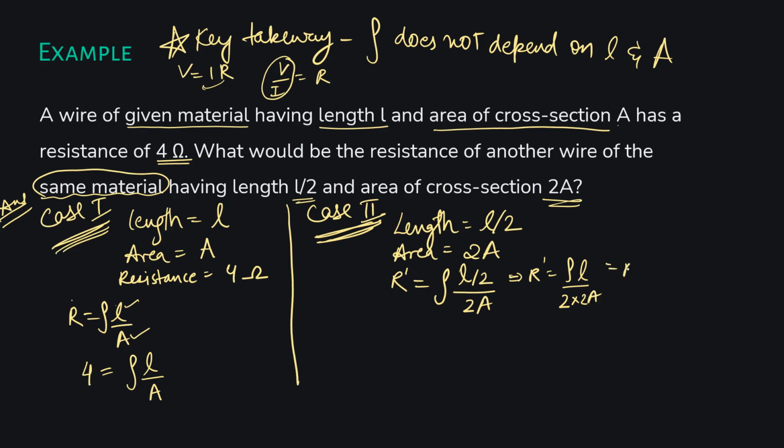So R dash is equal to rho L upon 4A. Okay, so here we have the formula for the new resistance, right? Now we have to find out what would be the resistance of another wire of the same material having length L by 2 and area of cross section as 2A.